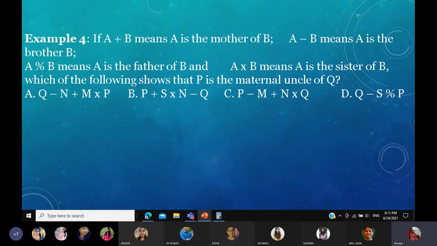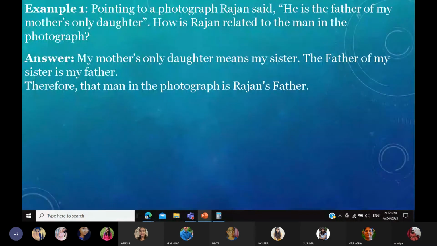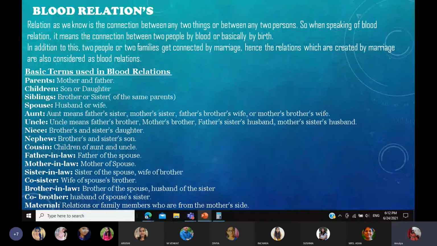Next, if A plus B means A is the mother of B, A minus B means A is the brother of B, A divided by B means A is the father of B, and A into B means A is the sister of B. Which of the following shows that P is the maternal uncle of Q? Anybody? Everybody knows the maternal uncle, right? Maternal uncle is mother's brother.